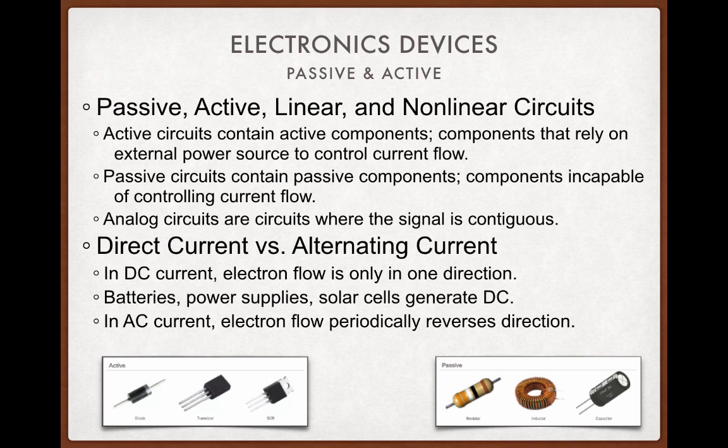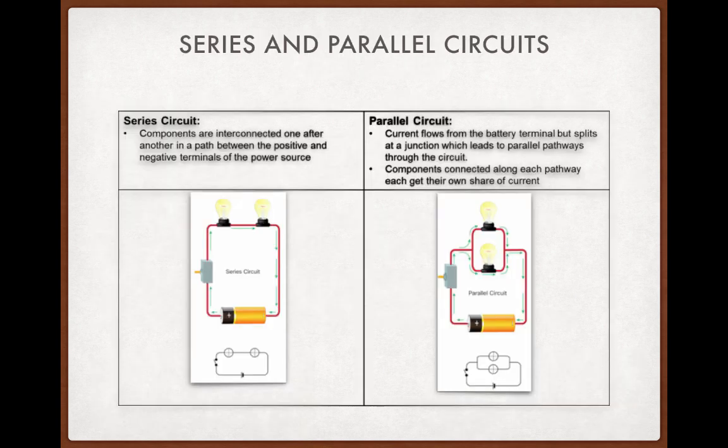In DC, direct current, electron flow is in one direction only, and you get this from a battery, for example. Power supplies, solar cells, they all generate DC. In AC current, electron flow periodically reverses, generally at either 50 or 60 Hertz, or 50 or 60 times per second. Okay, let's have a look at the layout of circuits.